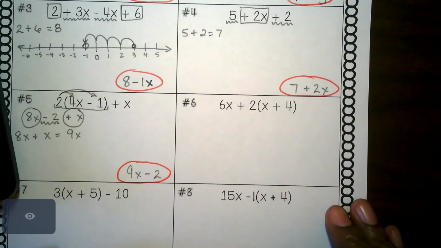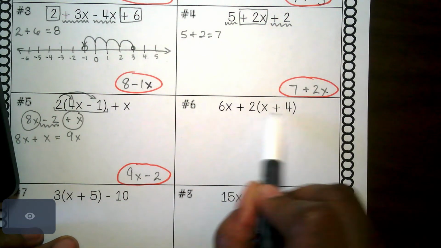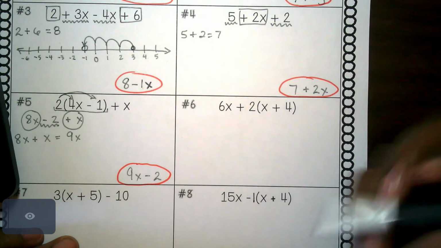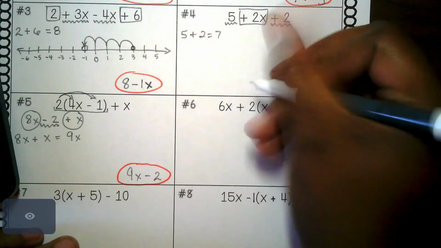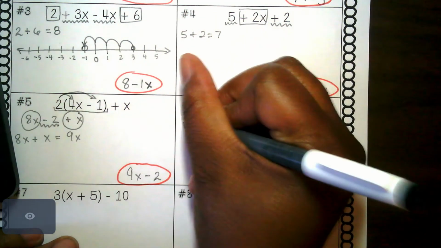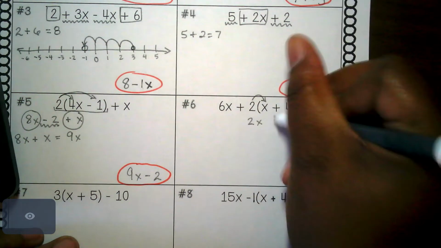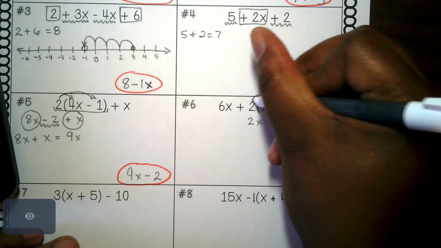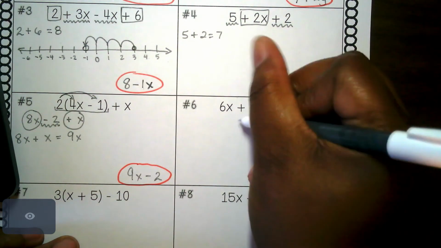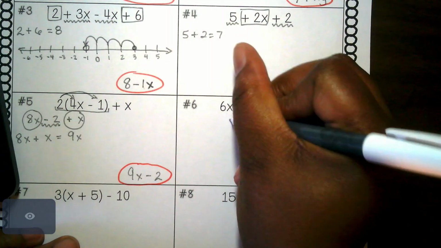All right, let's look at number 6. We have 6x plus, and then look here, we have another distributive property. So I'm going to simplify this distributive property first. 2 times x gives me my 2x. And I see it's adding. And now I'm going to distribute that 2 times 4 gives me 8. Now that I've finished simplifying that, I'm going to bring down my 6x.